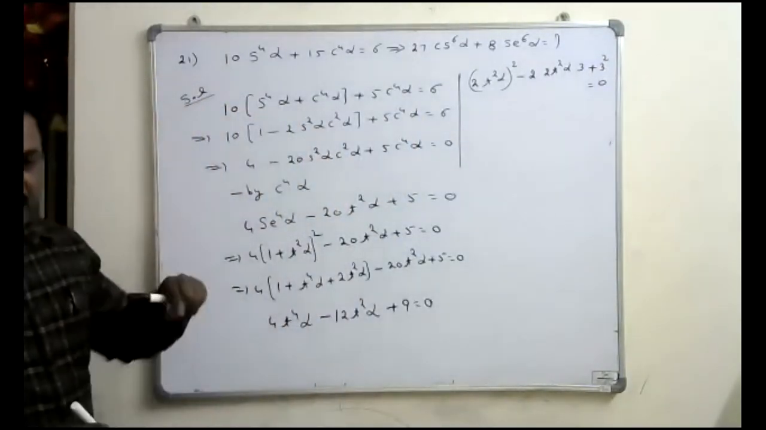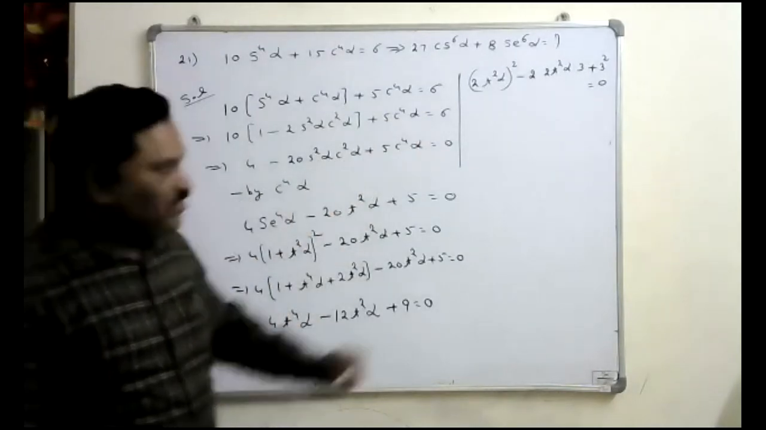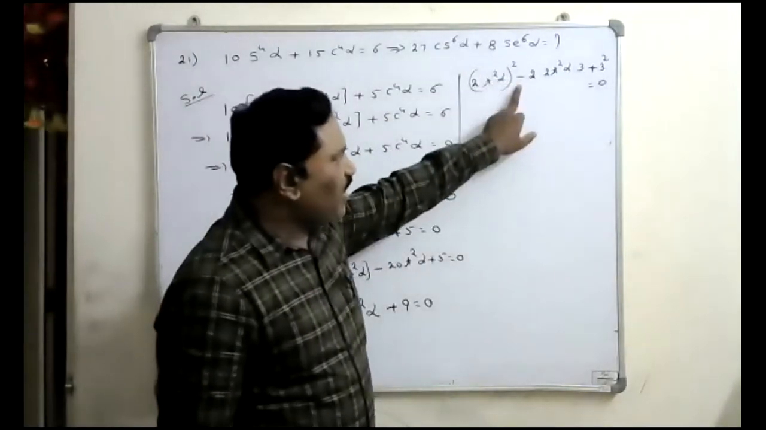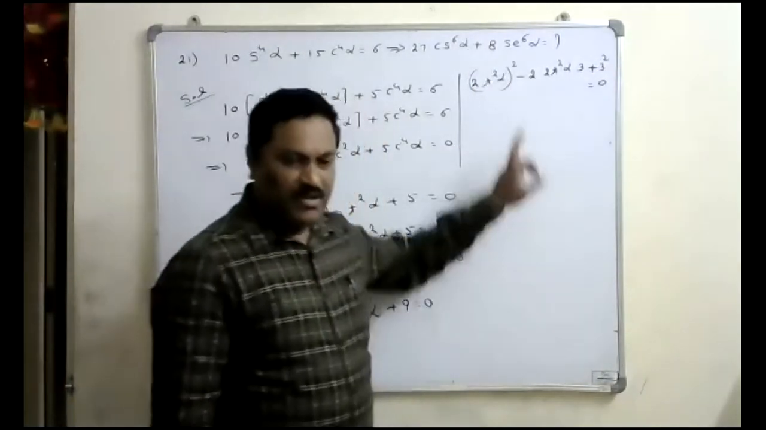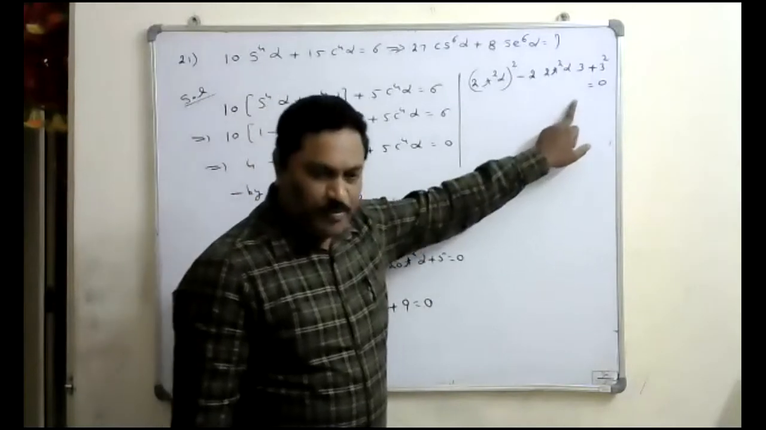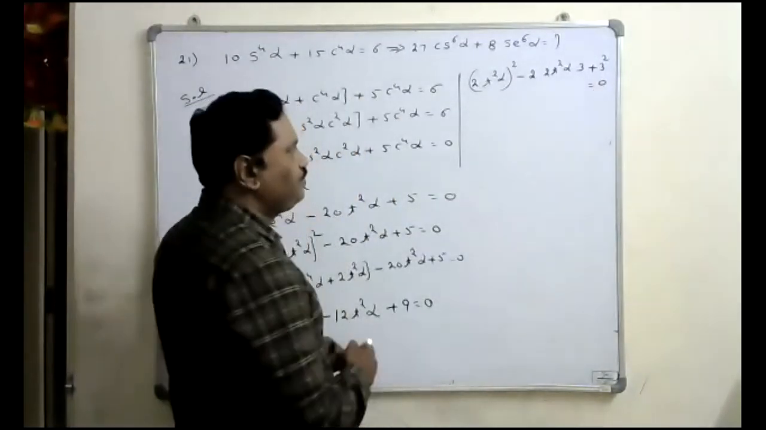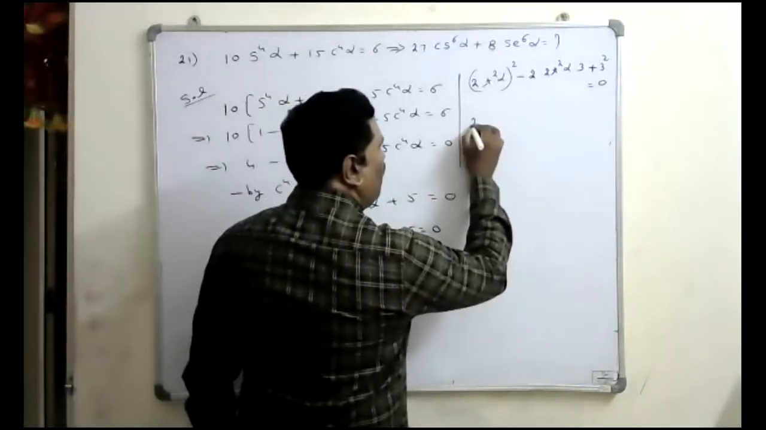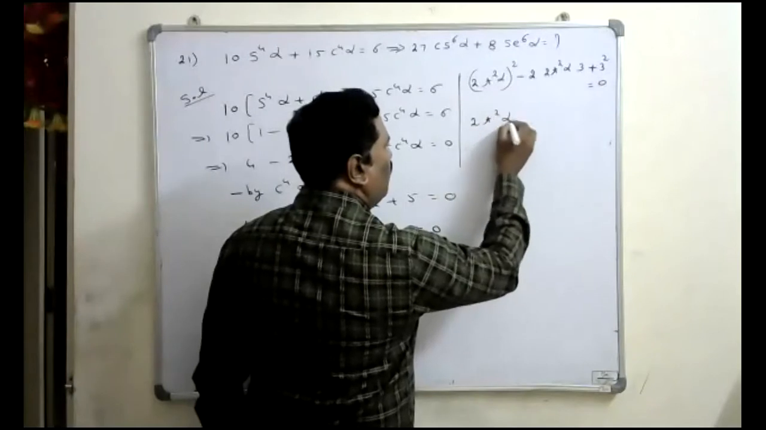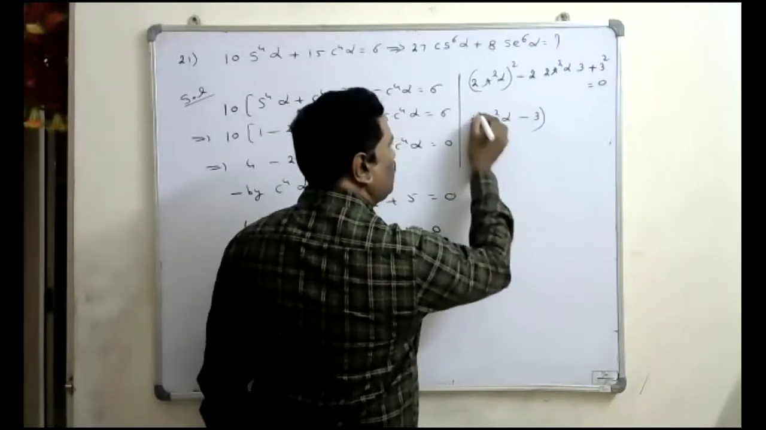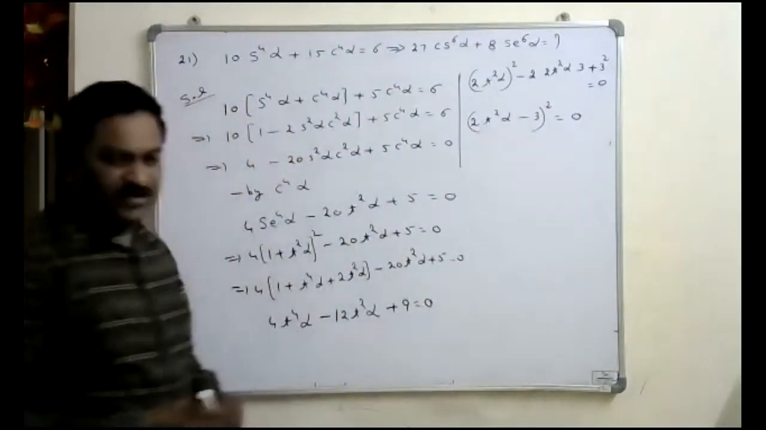Okay. Like that we will express it. Now if you observe this identity, it is in the form of a square minus 2ab plus b square form. So this is the formula for a minus b whole square. A means 2 tan square alpha, minus b means 3, whole square is equal to 0. That is the identity we got, right?